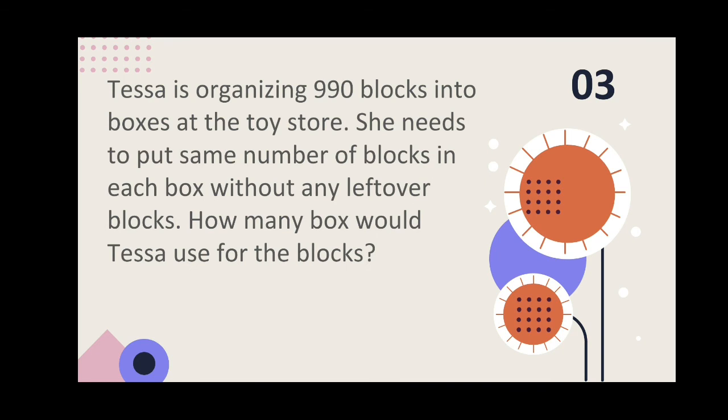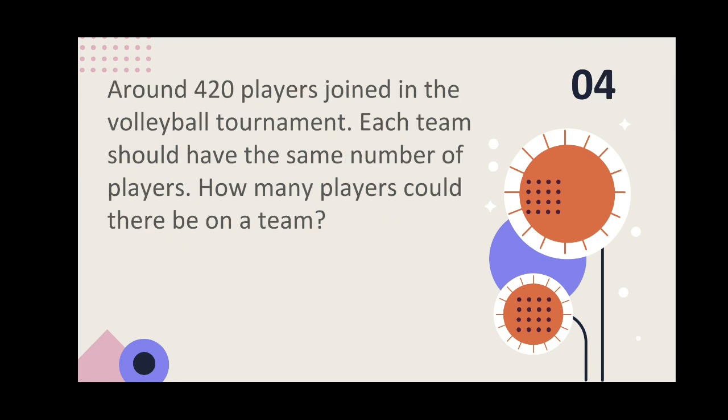Next, Tessa is organizing 990 blocks into boxes at the toy store. She needs to put the same number of blocks in each box without any leftover blocks. How many blocks would Tessa use for each box? A, 4. B, 8. C, 10. Or D, 12.